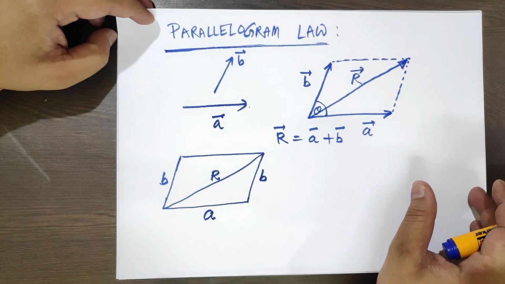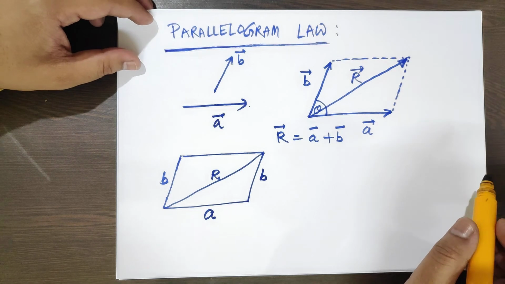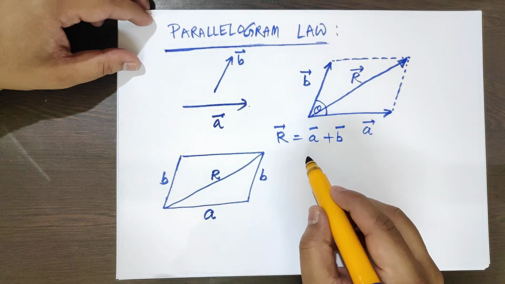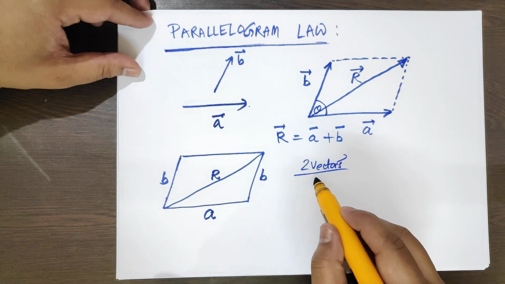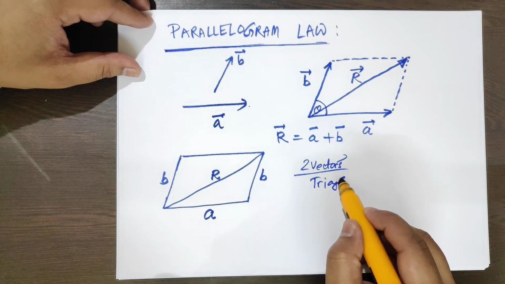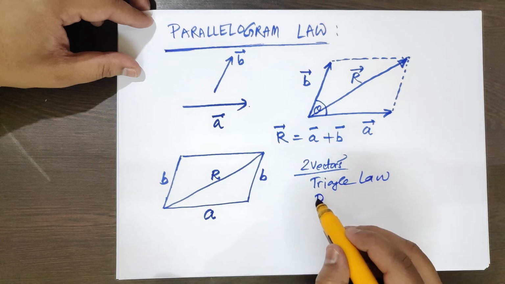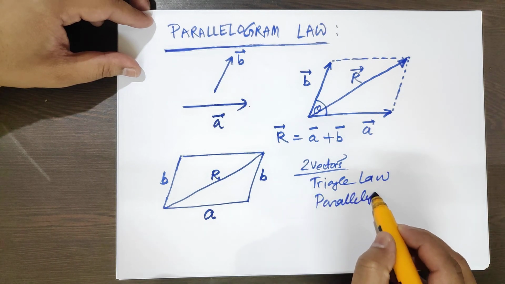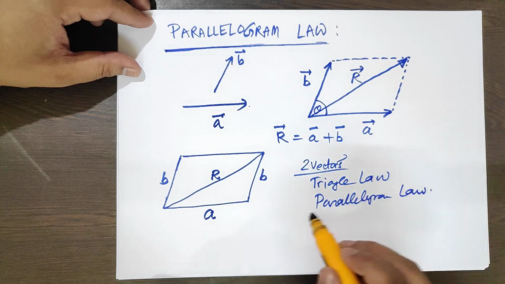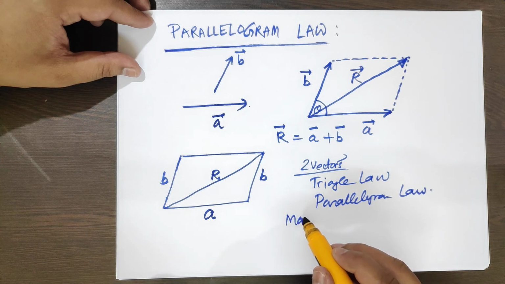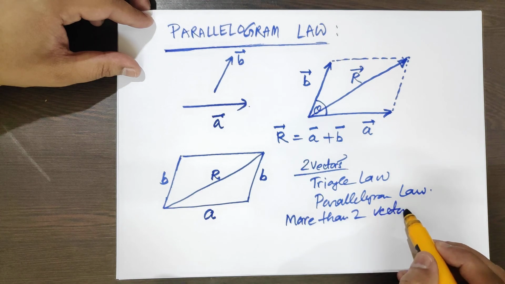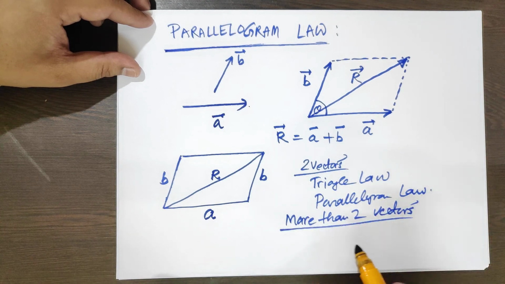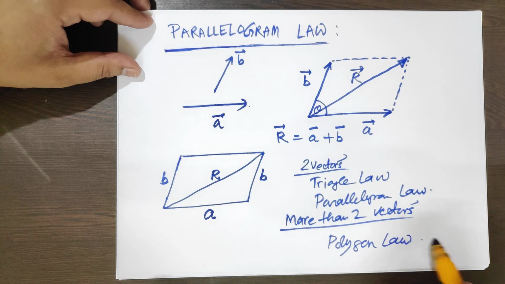Okay, so for two vectors, which laws have we learned? To add two vectors you have the triangle law and the parallelogram law. And for many vectors, or more than two vectors, till now we have learned the polygon law.